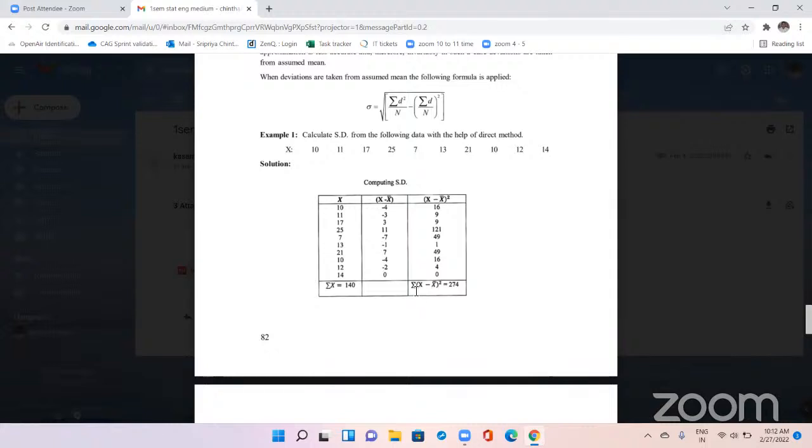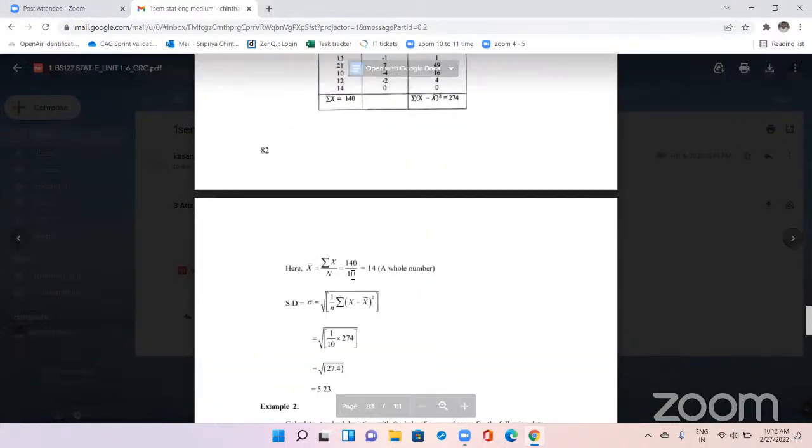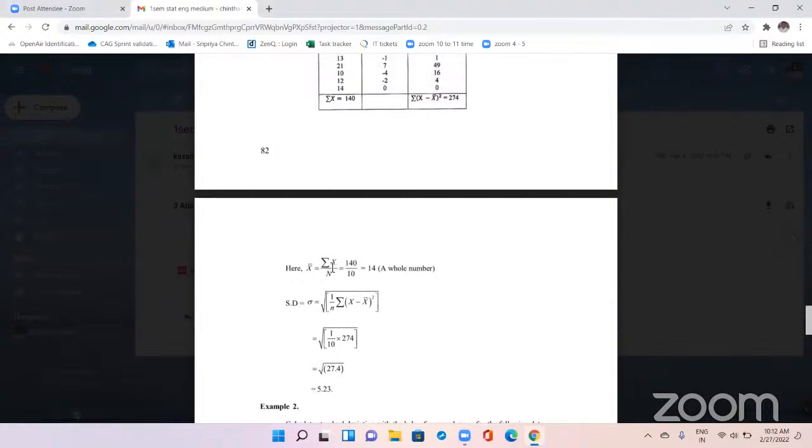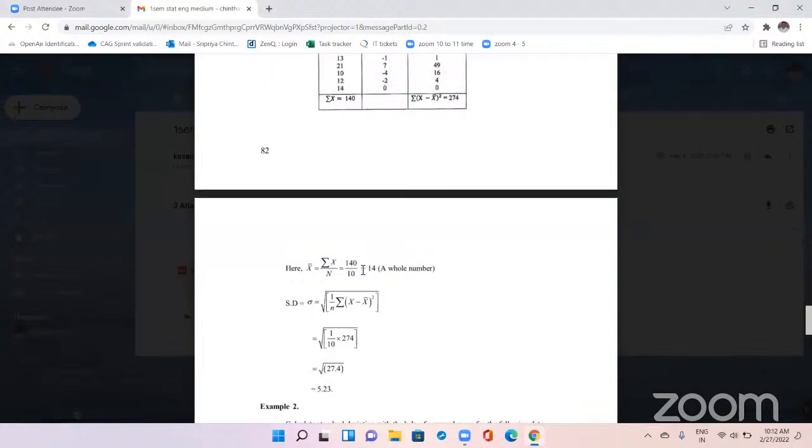Why 14, sir? X bar is nothing but 14. We already calculated it on the previous page. Here x bar is equal to 1 by small n sigma x. Sigma x is 140, and n is 10. So 140 by 10 equals 14. This 14 is known as x bar.